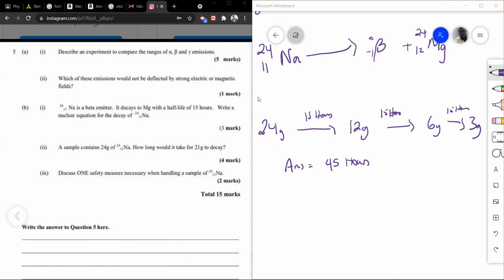Alrighty, I continue on. Discuss one safety measure necessary when handling a sample of sodium. So we're PPE. Personal protective equipment.